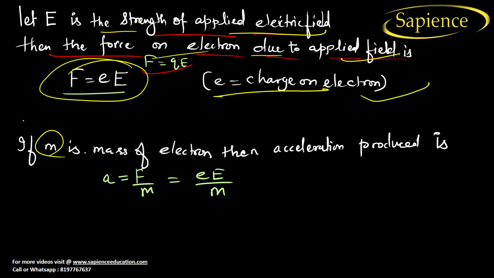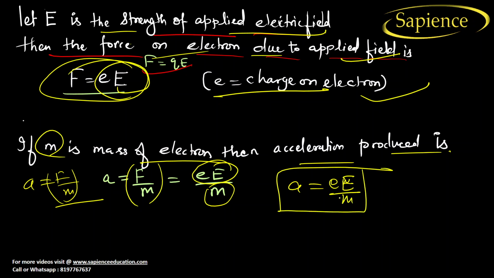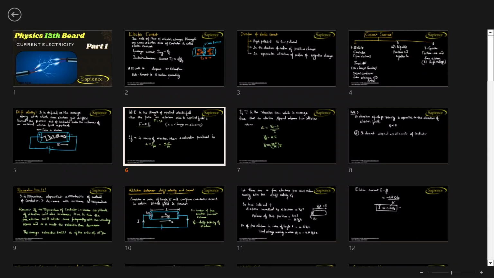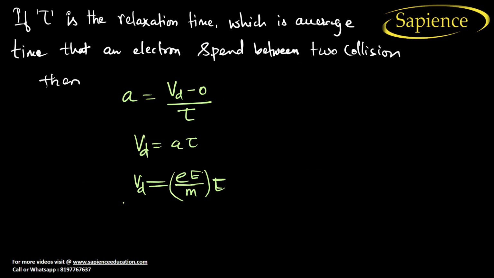Now let us consider m is the mass of the electron. Then the acceleration produced is force by m. This is the basic thing: force divided by mass is known as acceleration. But we have found that force is equal to eE, divided by m. So finally we have got acceleration a equals eE divided by m. I hope you have understood this. Now let us go to the next.